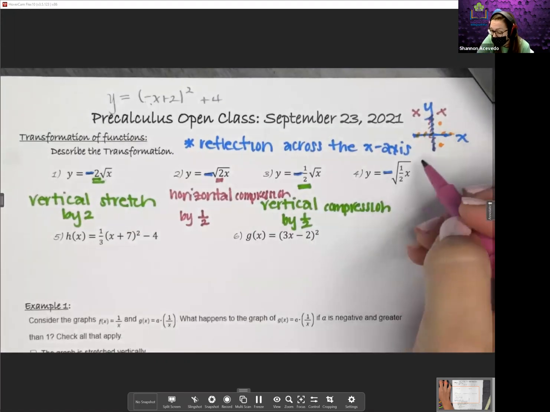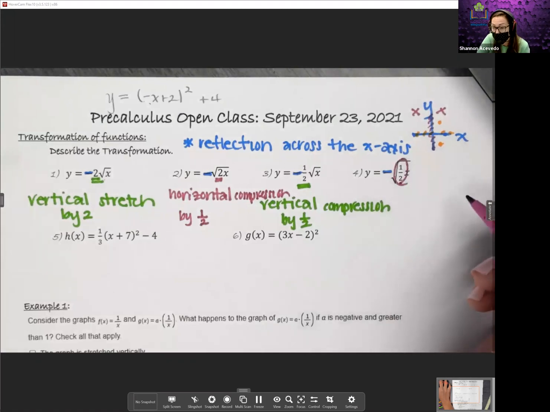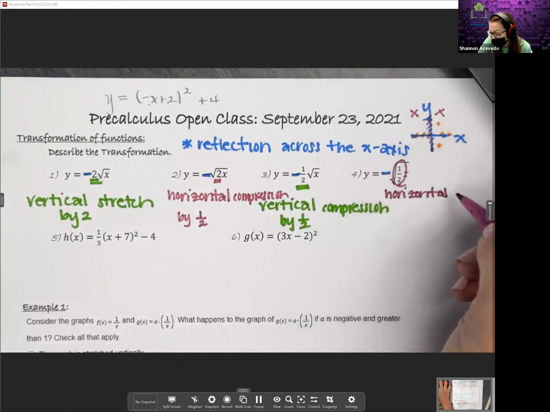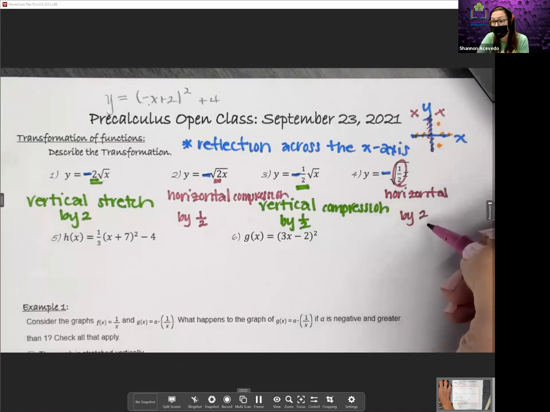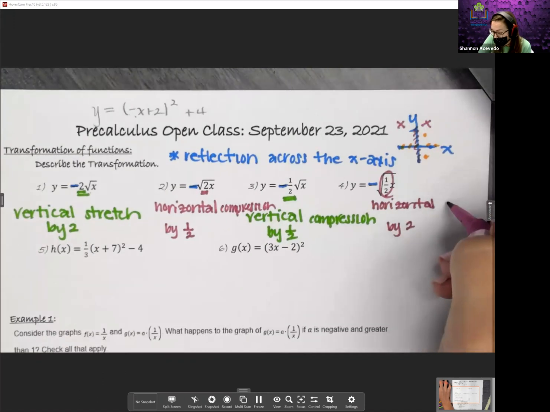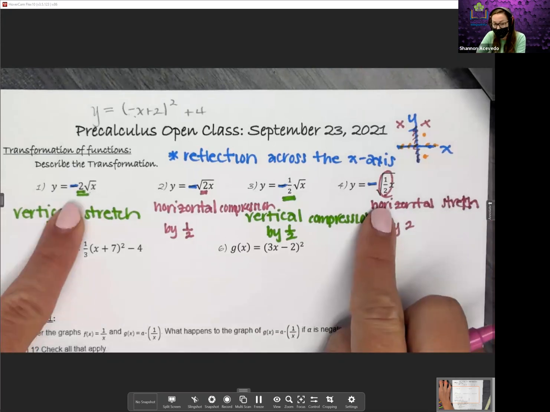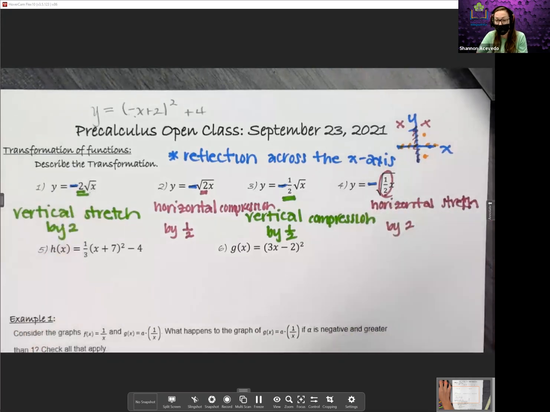And then when we talk about this one, this is a value of 1/2, but again, it's inside, so it's horizontal. And the factor is always the reciprocal. When we talk about horizontal, we take the reciprocal, so it's a 2. That number is greater than 1, so that's why it is a stretch. So kind of confusing, because it looks like they're the opposite. So be careful.